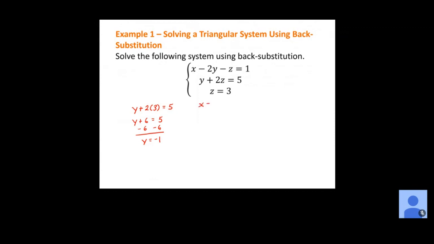So we're going to say x minus 2 times the y value, which we just solved, we got negative 1, minus the z value, which is 3, should be equal to 1. Again, now it's just a matter of simplifying, combining like terms. So we're going to have x. We have a minus 2 and a negative 1. So when we multiply those, that's going to become positive 2. Minus 3 equals 1. Combine your 2 and your minus 3. It's going to give us x minus 1 equals 1. And then finally, we can add the 1 to the other side. And that should give us x equals 2. Any questions on solving for x there?